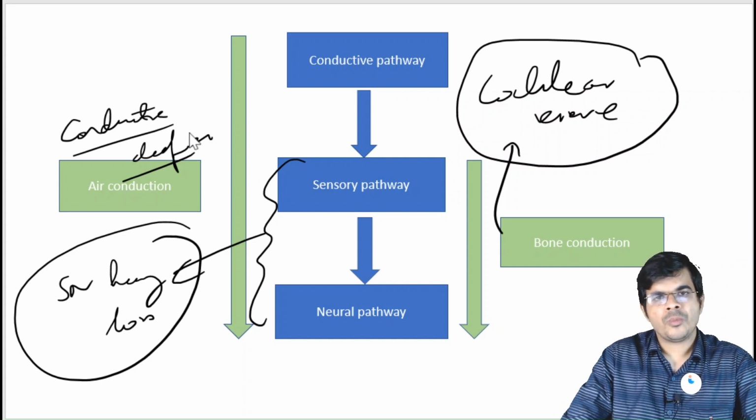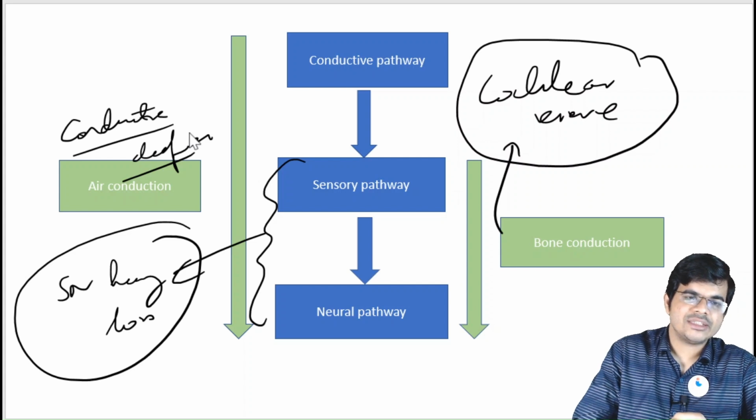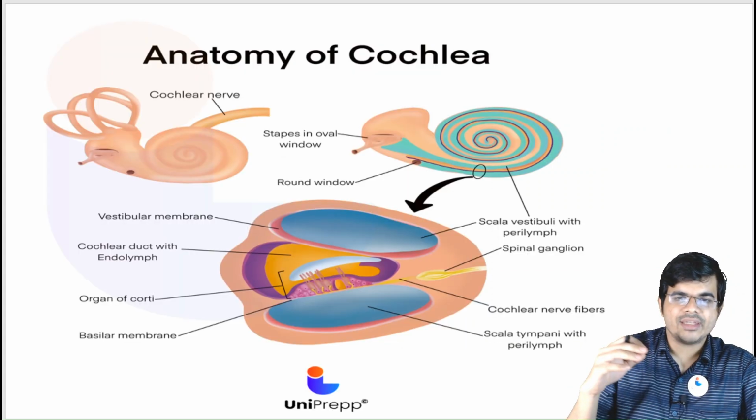Okay, now what happens when the sound waves reach the inner ear? After reaching the inner ear, what is happening to the sound waves? Now we know the cross section of the cochlea, it is like this, right?